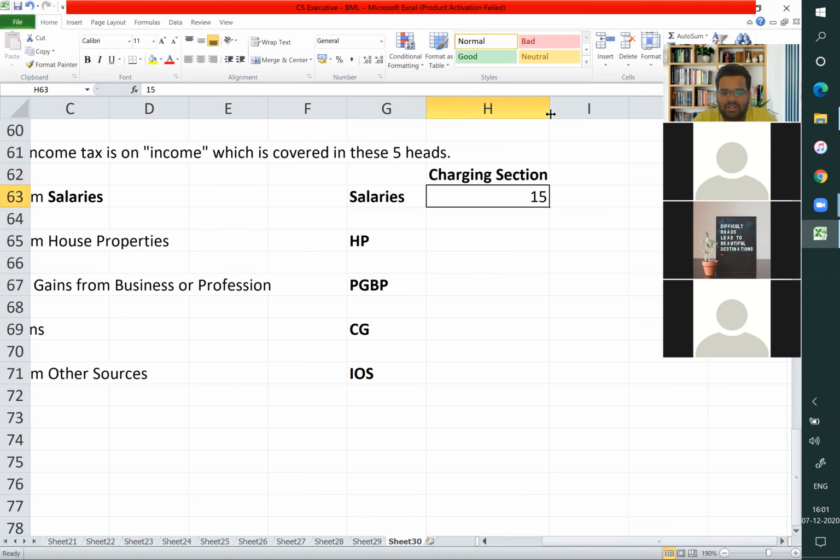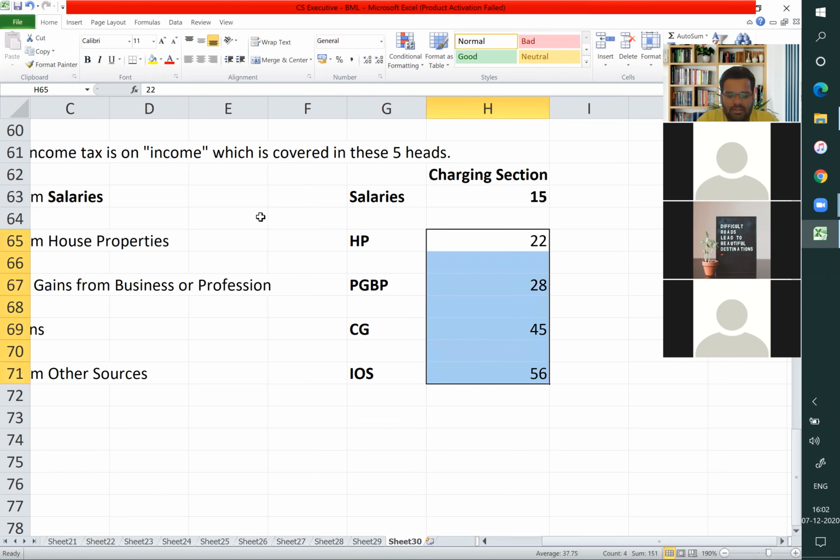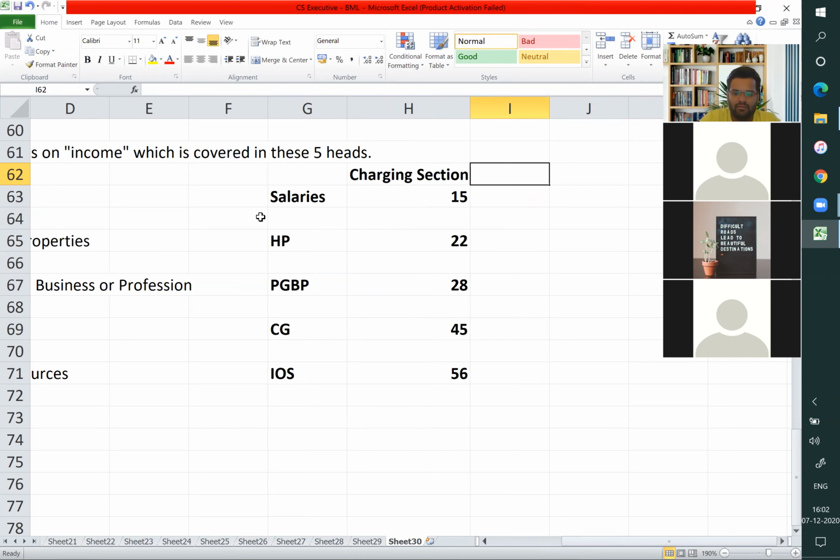So what is the charging section for salaries? It is section 15, house property 22, PGBP 28, capital gains 45, and this 56. These we are going to call charging sections. These are charging sections for each head. And which are the overall sections in which these heads are covered? 15 to 17. So section number 15, 16, 17. These three sections cover salaries.